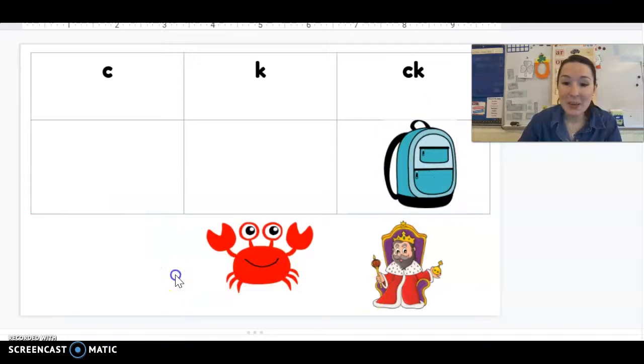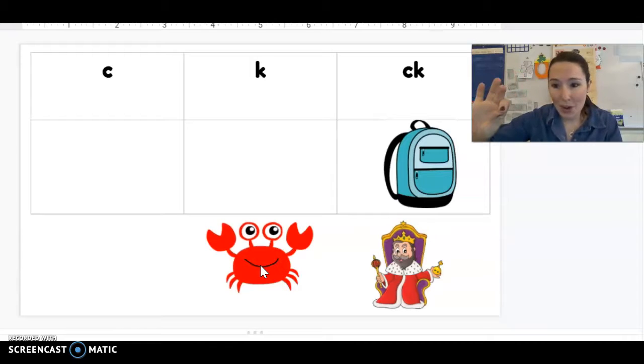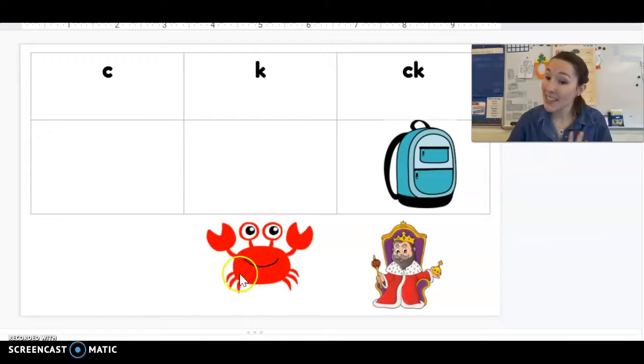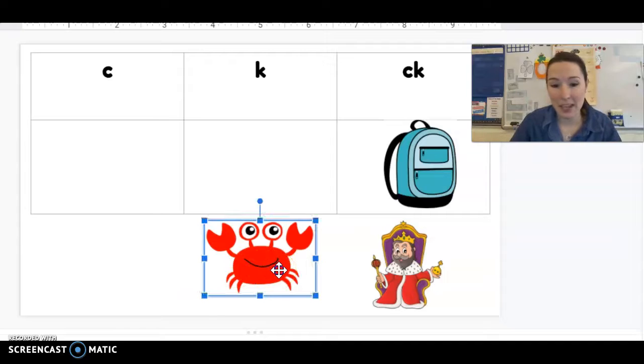All right, let's look. Now we have a crab. K-r-a-b. K-r. Ooh, do you hear that blend at the beginning of our word? We have a blend at the beginning of the word. That means it's going to be a C. Right, because C comes at the beginning when we have a blend.